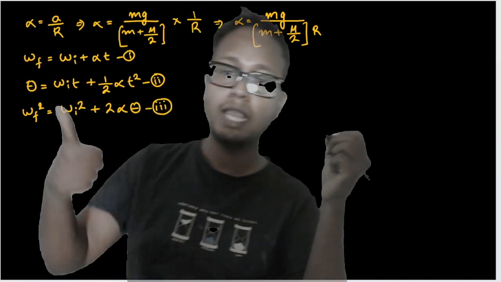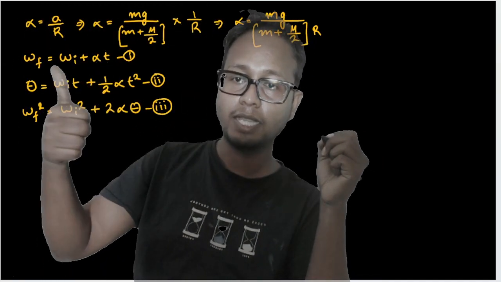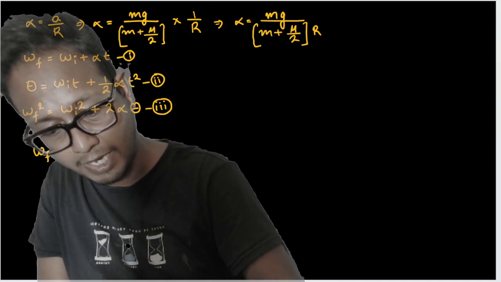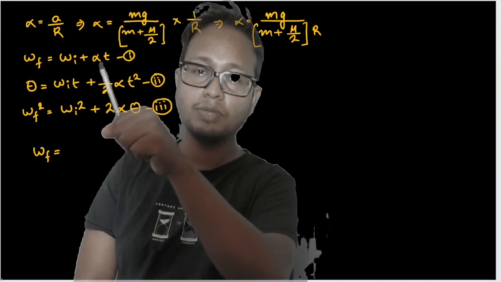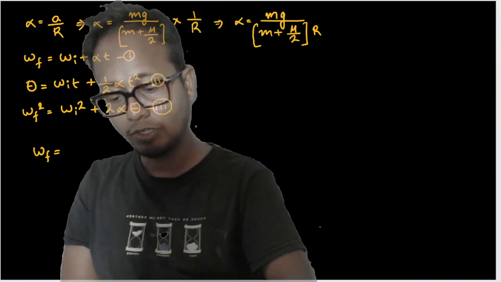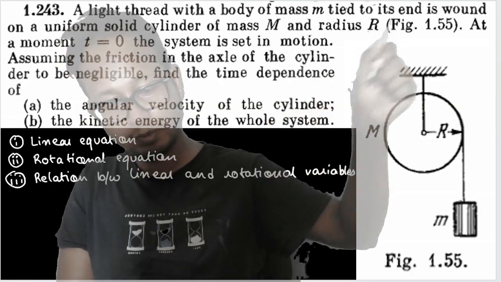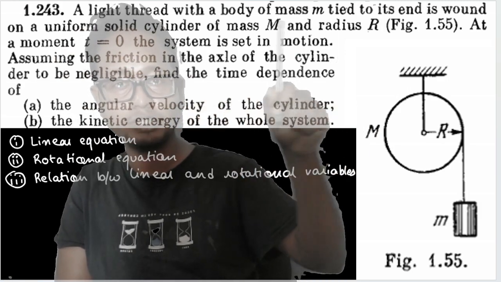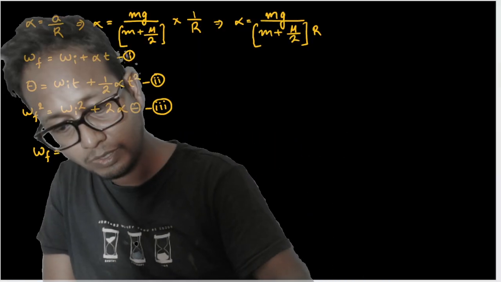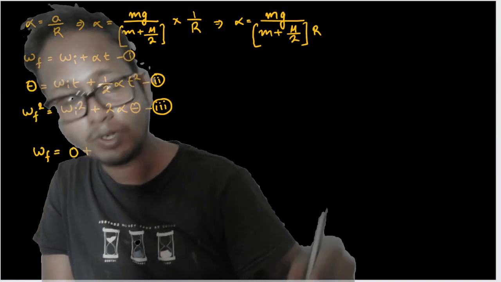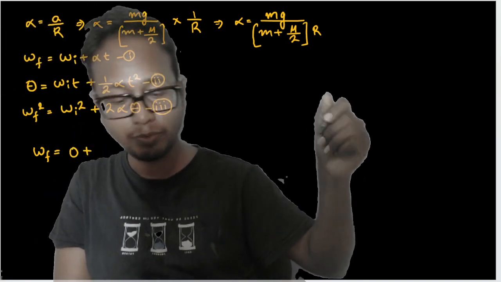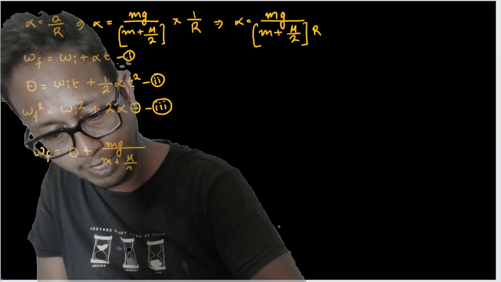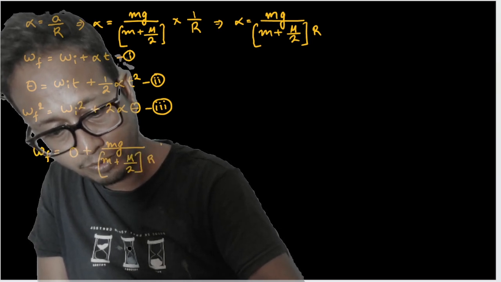I need to find out the angular velocity with respect to time. So if I take the first formula, final angular velocity is equal to initial angular velocity plus angular acceleration into time. What is the initial angular velocity? It is given in the question. The system is set in motion. That means the initial angular velocity of the system was equal to 0. So it is 0 plus alpha. What is the value of alpha? Mg by (m plus capital M by 2) into r, into t.